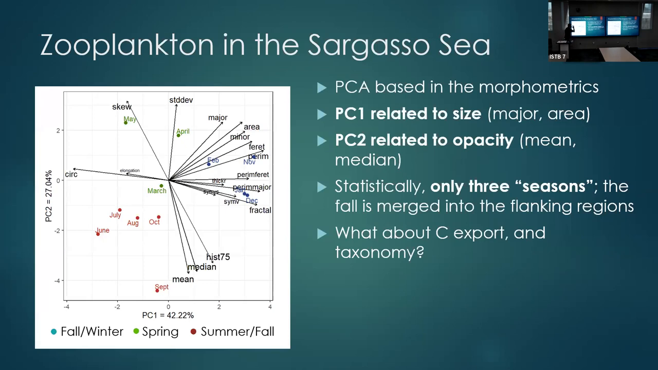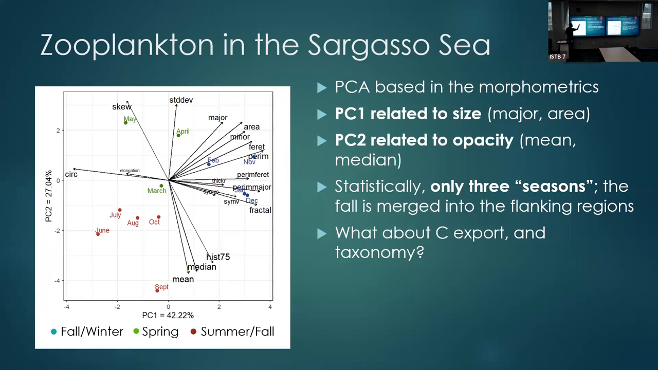So here I represented a PCA, which I will explain, based on all these measurements that I'm doing. A PCA is a way to simplify or summarize the variability that we have in all the measurements into a two-dimensional space. All right, so this axis explains about 42% of the variability that we find in all the morphometrics, and the other axis explains about 27%. That is pretty good because between the two of them, we get almost 70% of the variability explained.